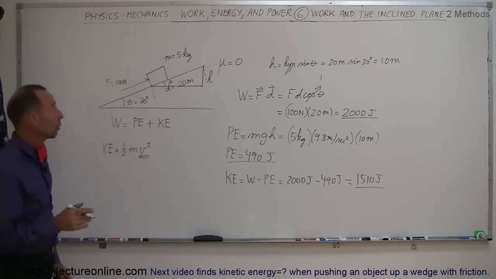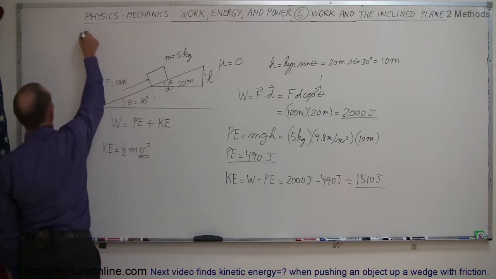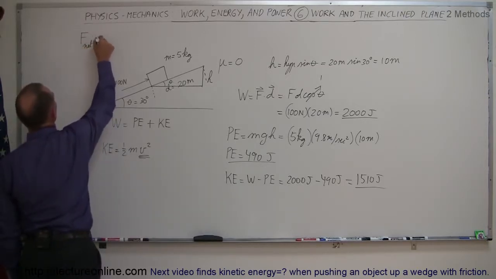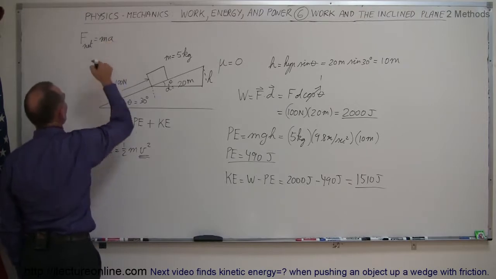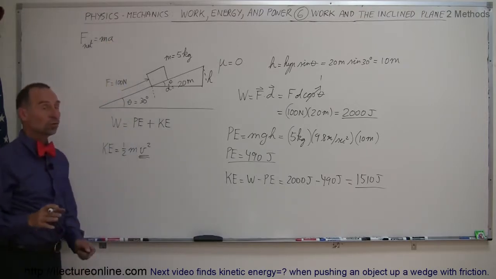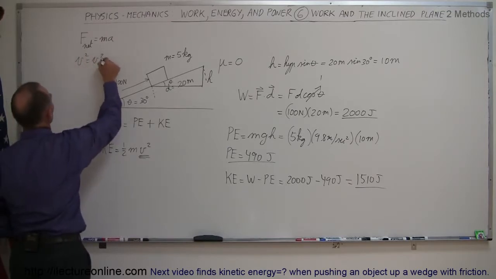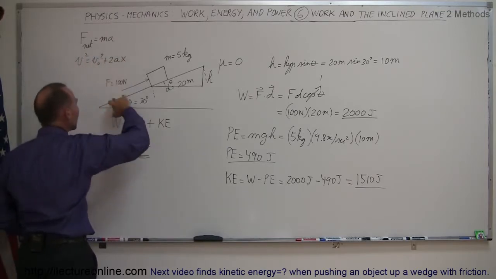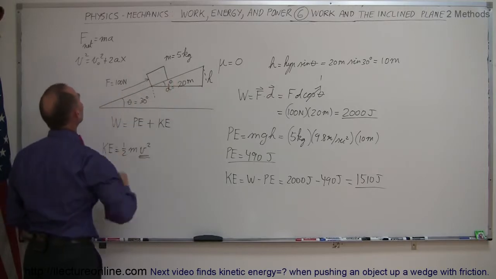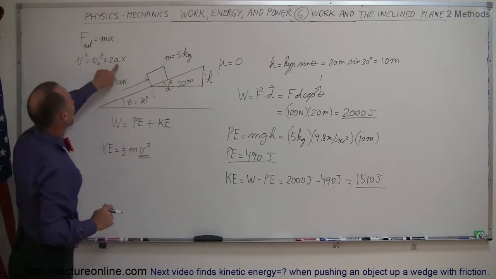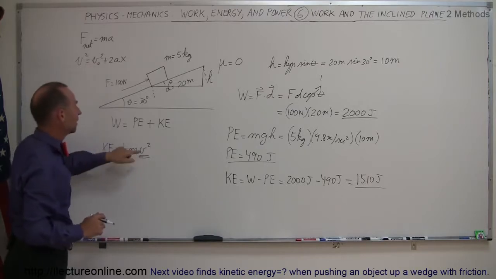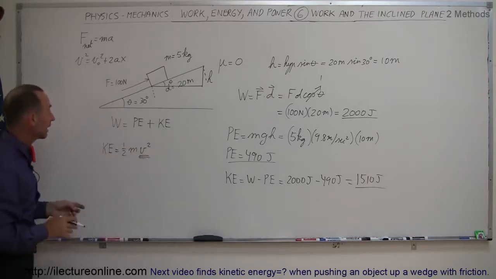Well, we can use the equation F equals ma, and of course that needs to be F net equals ma, to calculate the acceleration. And then we can use the equation v squared equals v initial squared plus 2ax, x being, of course, along the slope of the incline. Once we know the acceleration, we know the distance, the initial velocity is 0, we can find the final velocity and therefore also find the kinetic energy that way.